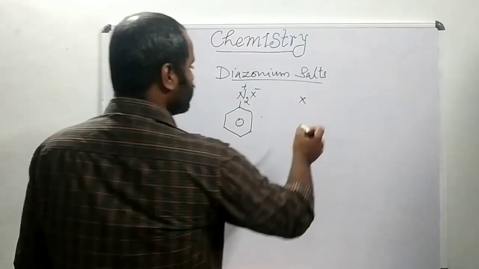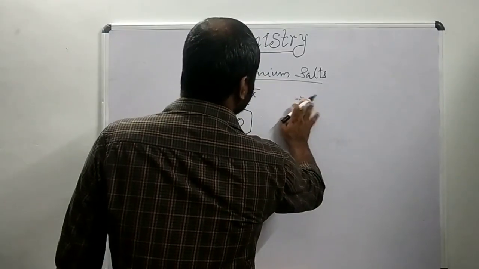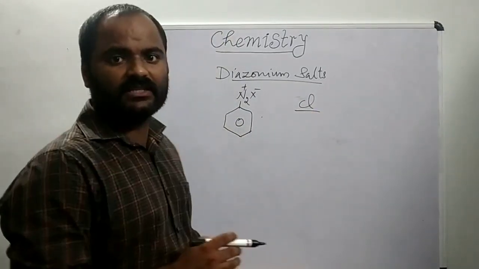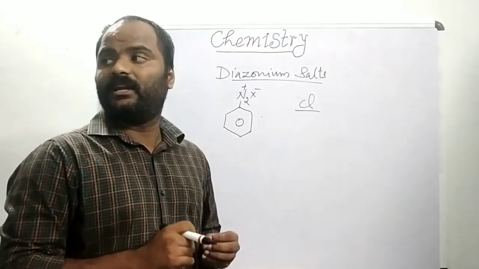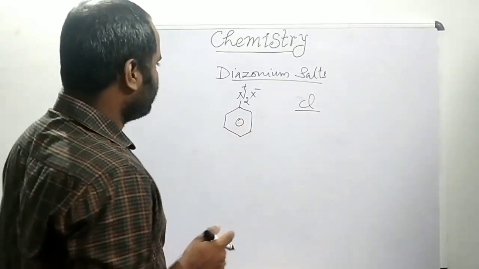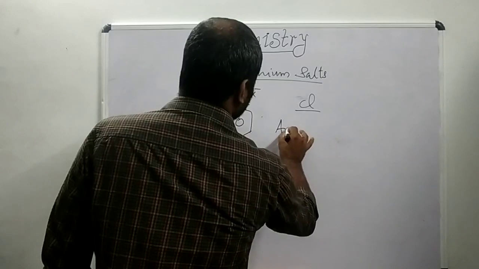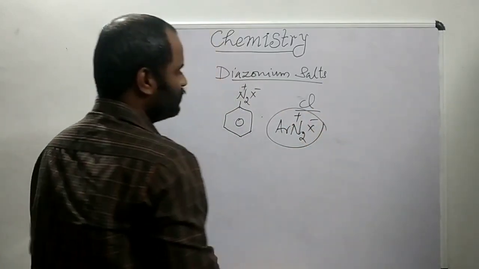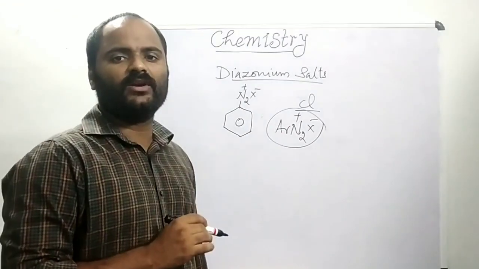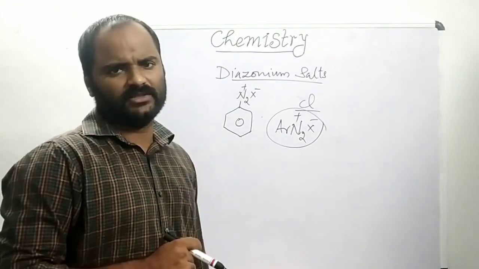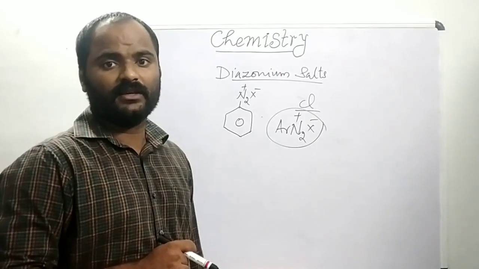This X may be Cl, Br, F, and usually we discuss X as Cl. Instead of X, here we have chlorine. So here we discuss the compound benzene diazonium chloride. Generally we can write Ar N2 plus X minus. This is our benzene diazonium chloride. Are you getting me? Clear?